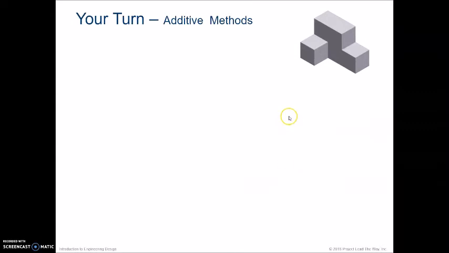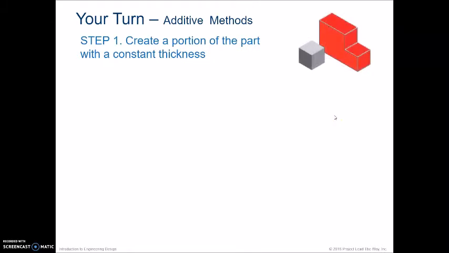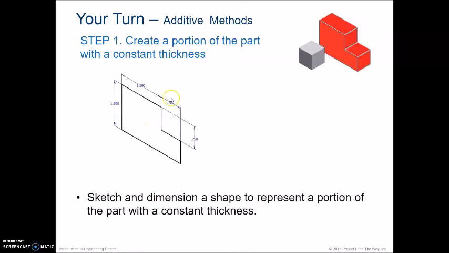Okay, so now we're going to actually walk through creating the shape using an additive method. So step one, we're going to create a portion of the part with a constant thickness. So right here, this is our 3/4 of an inch depth. So we now need to go into Inventor and we're going to create this sketch first using these dimensions.